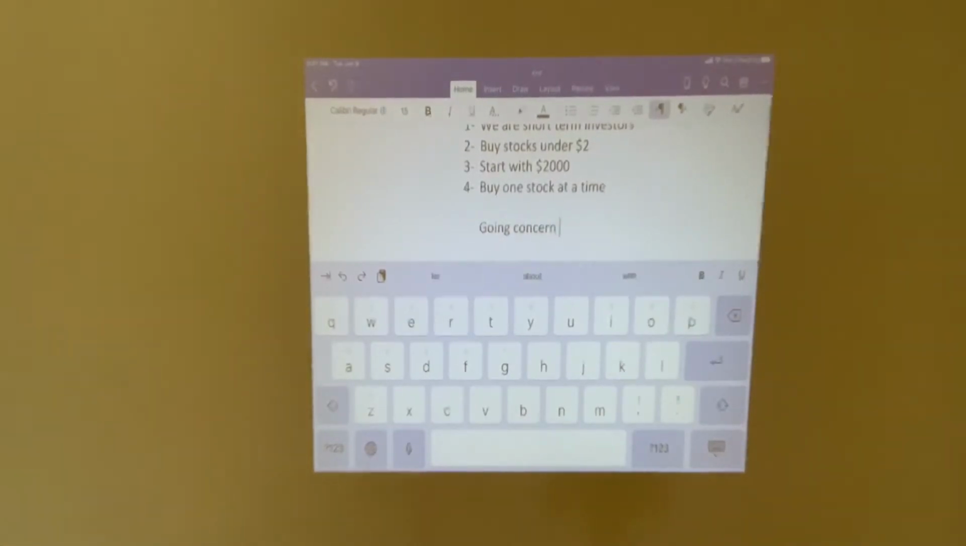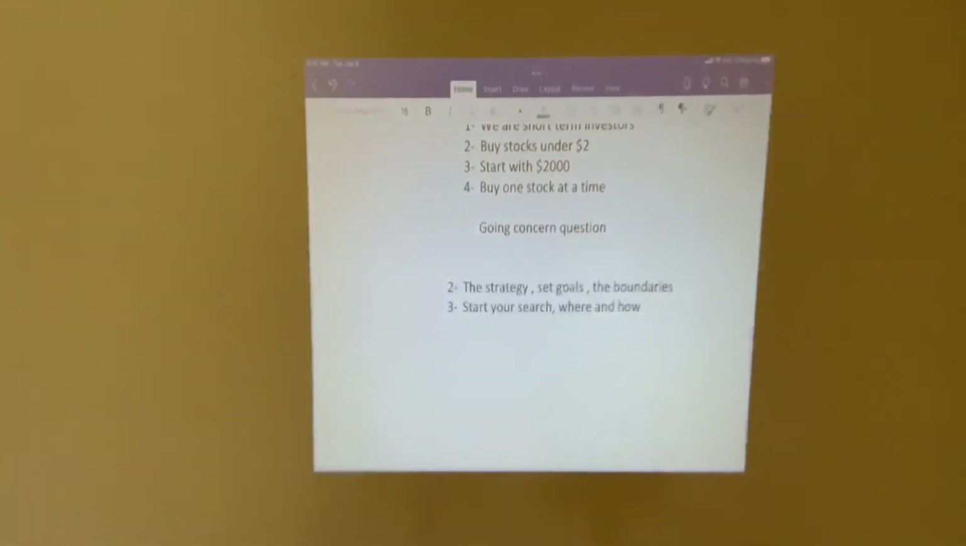But for small investors, the going concern question doesn't mean that I need to make sure that this stock is going to be there forever, but at least it's going to be there until the time I sell this stock, which is enough for me to make my money and not lose my money. Okay, so that is the question.